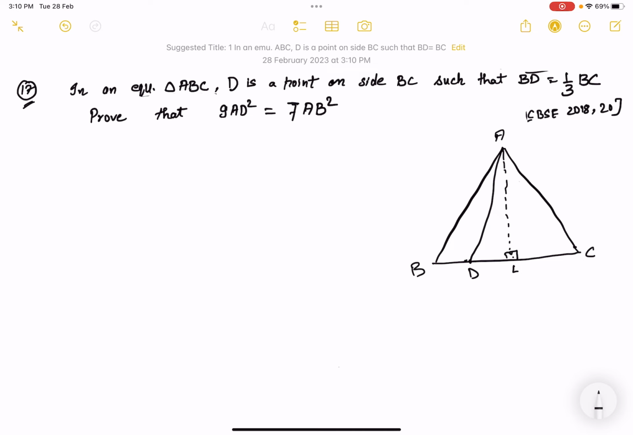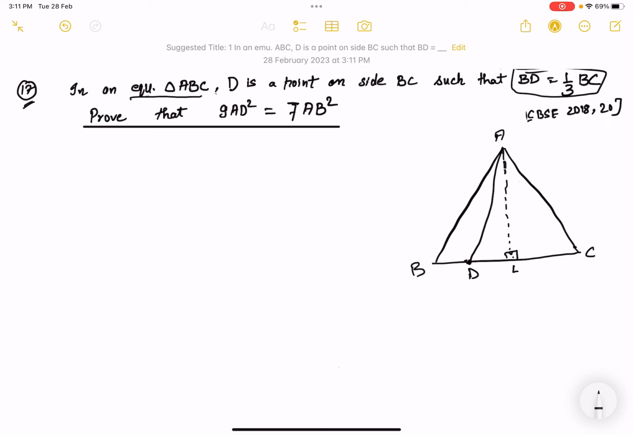Now let's take the 17th example on the topic triangle. In this question, triangle ABC is an equilateral triangle, and D is a point on BC such that BD is equal to 1/3 of BC, and we have to prove this. Okay, so let's make some construction.